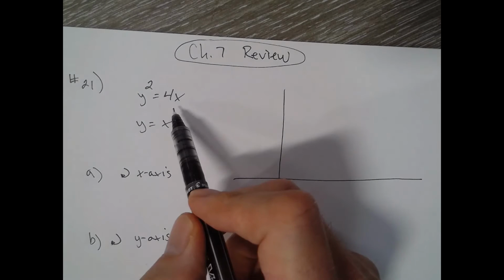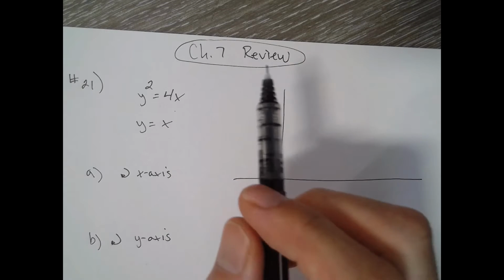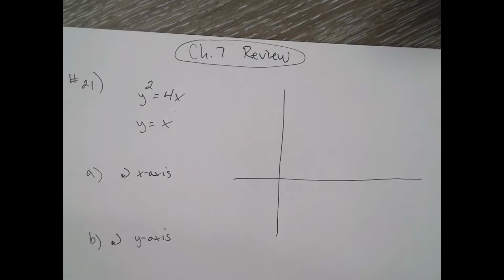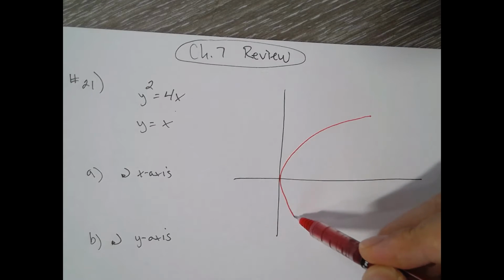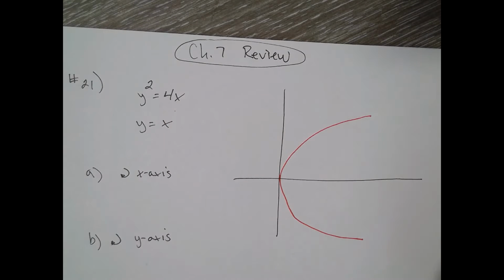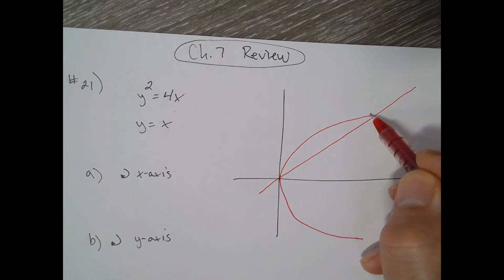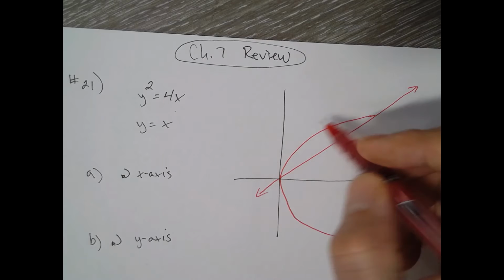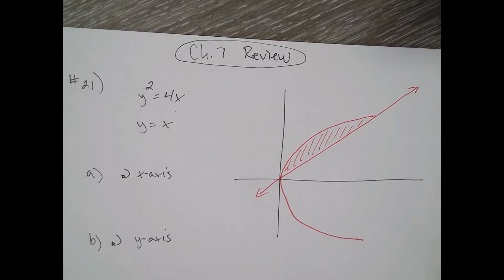y squared equals 4x. If I square root each side, it's going to be y equals plus or minus 2 square root of x. So it's a sideways parabola. Looks like that. There must be more to it. Let's see. Oh, yeah, so y equals x. So y equals x looks like this. So we've got this area right here, and we're going to go around the x-axis.